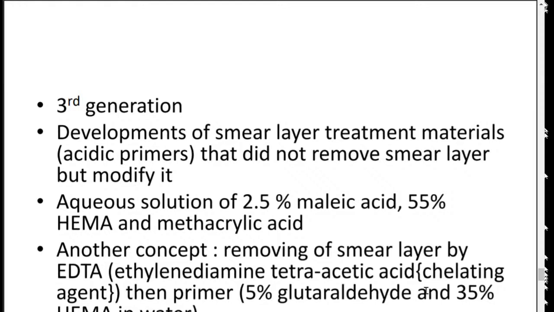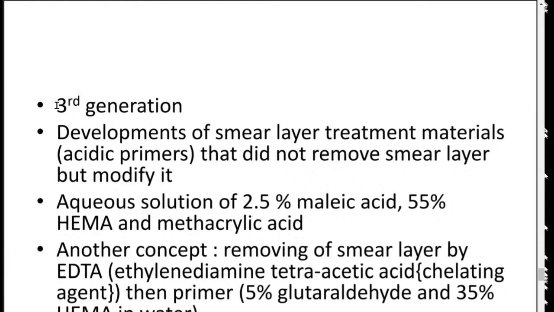Glutaraldehyde and 35% HEMA in water. Impaired and poor clinical results. There's the third generation development of a smear layer treatment material.